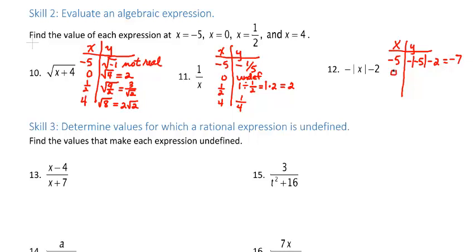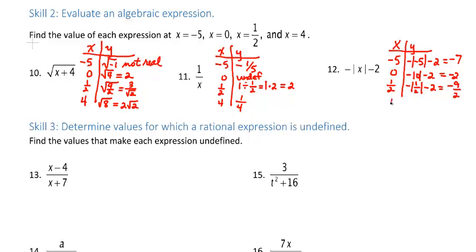If we replace x with 0, the opposite of 0 minus 2 is just going to be negative 2, right? Because the absolute value of 0 is just 0. We put in 1/2. We have to do the opposite of the absolute value of 1/2, minus 2. Well, the absolute value of 1/2 is positive 1/2, but then we have to take the opposite of that, which is negative 1/2. So negative 1/2 minus 2 is going to be negative 9/2.